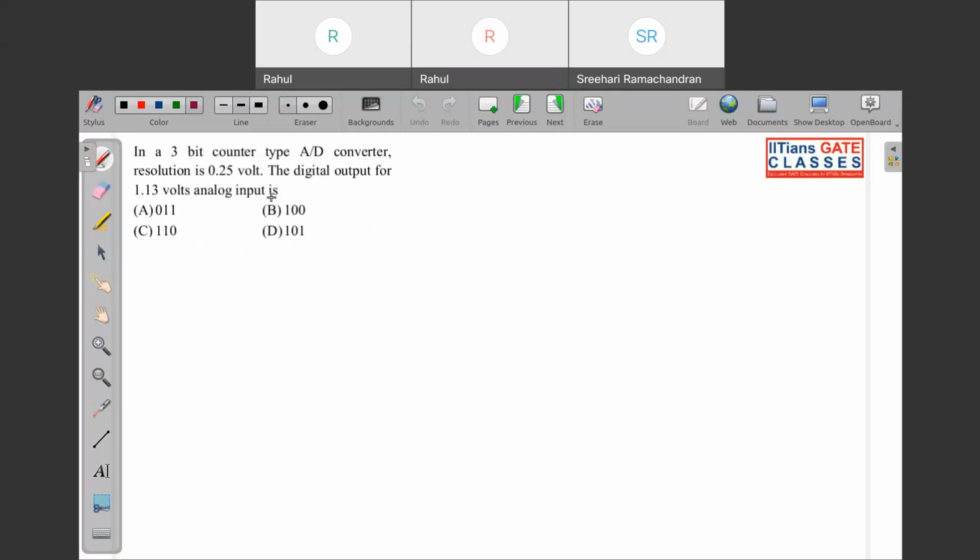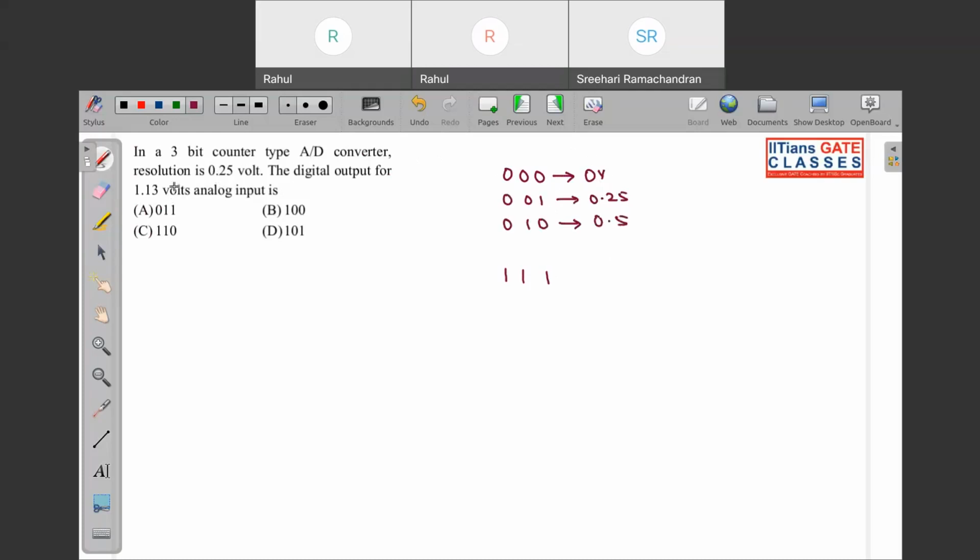So next question is: in a 3-bit counter type A to D converter, resolution is 0.25. What is the digital output for 1.13 volts? So this is very simple. This is a counter type A to D converter. So 3-bit means from 000, it will count till 111. For 000, your count will be 0 volt. For 001, it will be 0.25. Okay, so for 010 it will be 0.5.